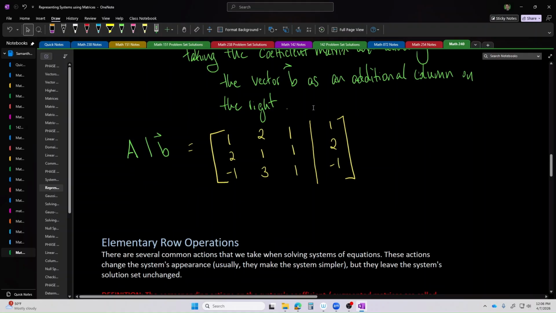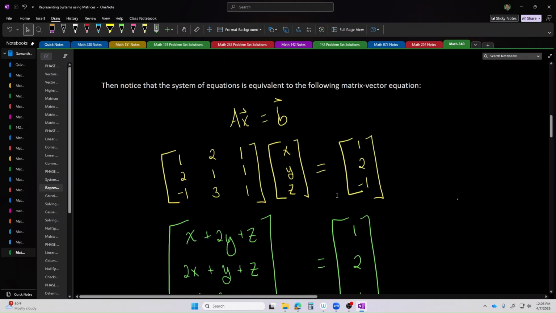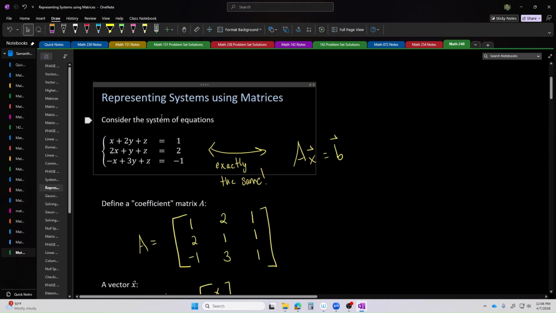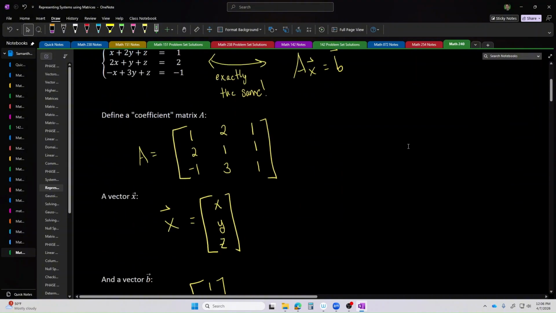And typically we do put a little vertical bar in here just to keep track of which part of this matrix came from the coefficients and what part of this matrix came from the outputs of the system on the far right side of the equal sign. So basically the vertical bar is representing these equal signs in the system.